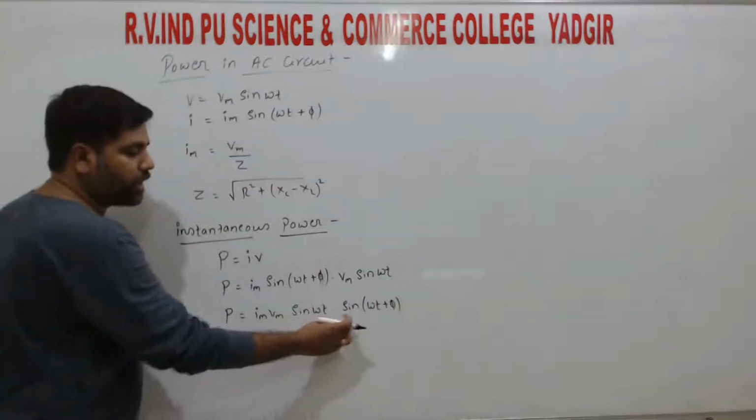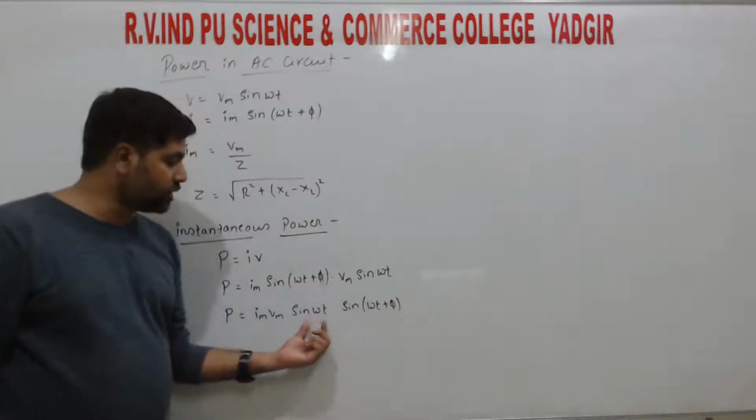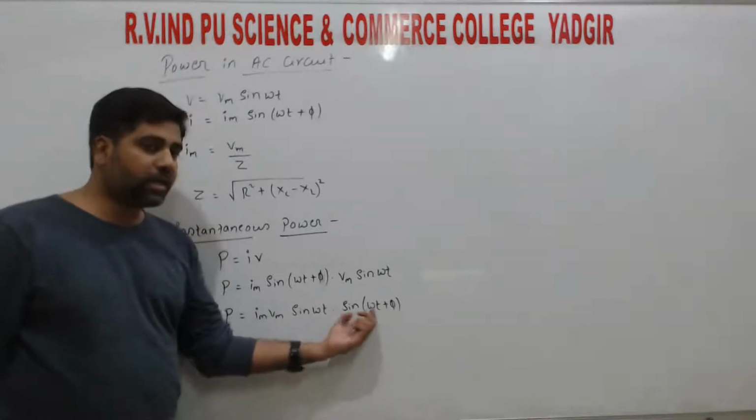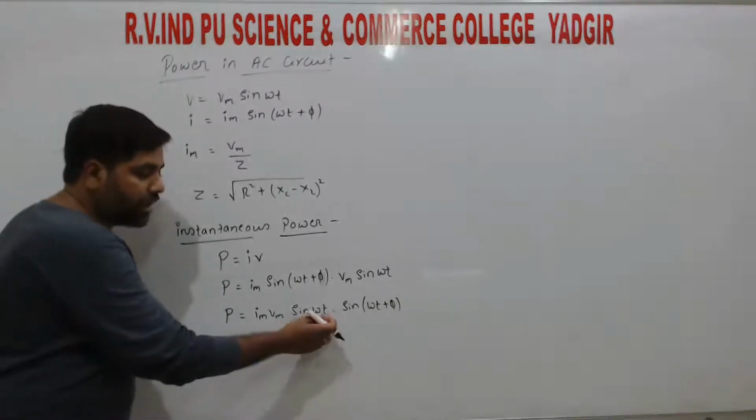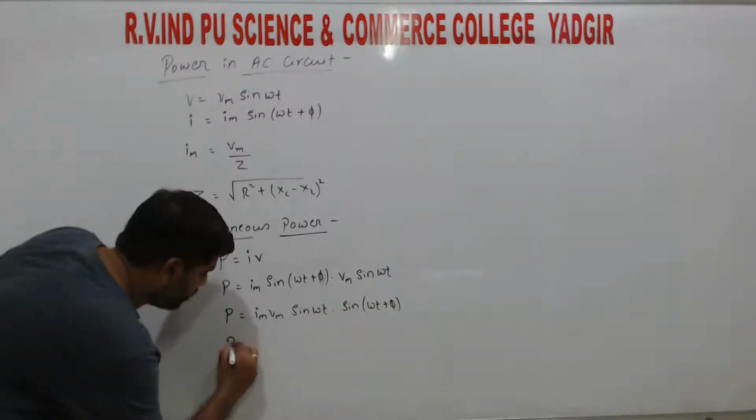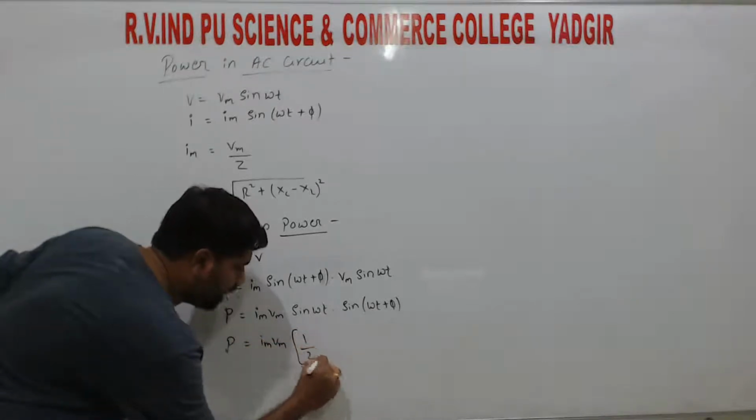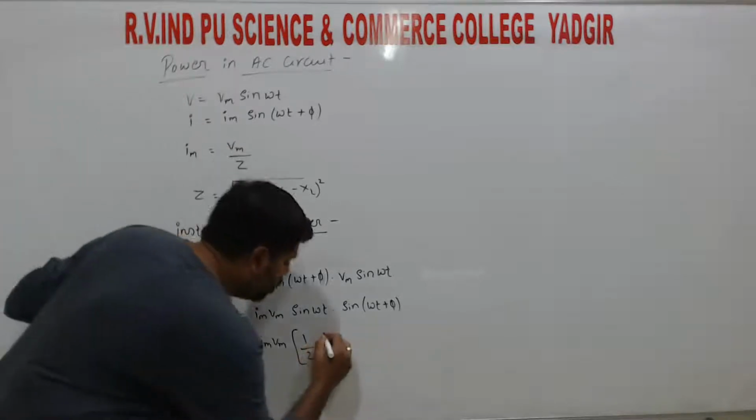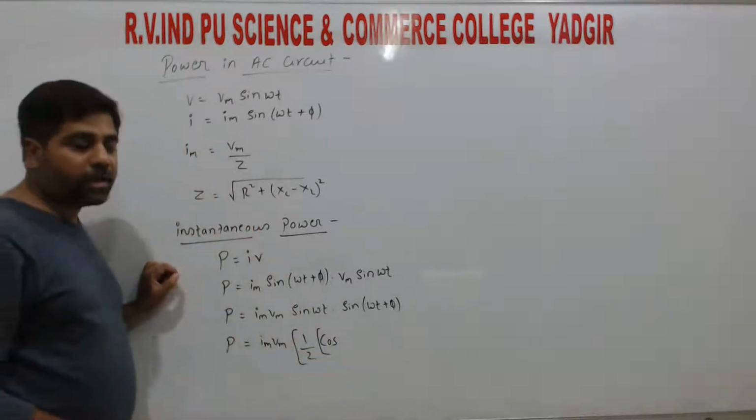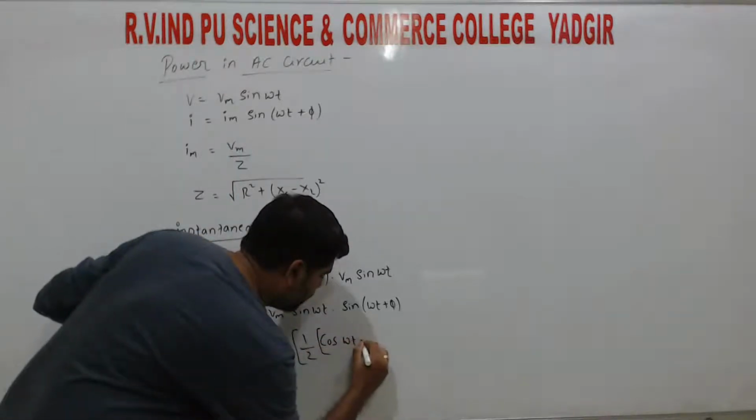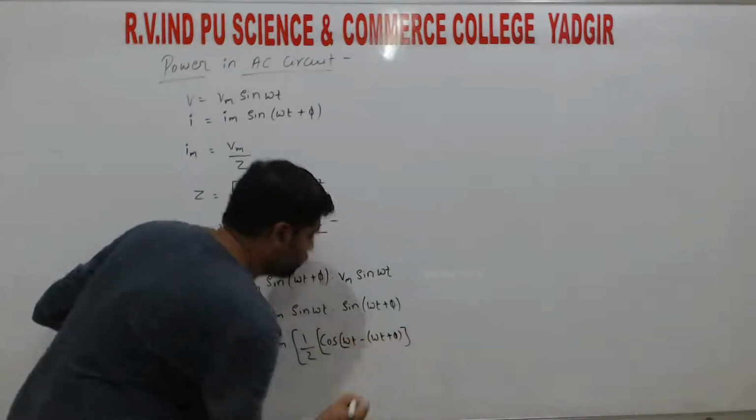This is in the form of sin A sin B, where A is omega t and B is omega t plus phi, right? From trigonometry we know the formula for sin A sin B, so substitute that formula. P equals Im Vm, and sin A sin B is 1 by 2 cos of A minus B, that is omega t minus of omega t plus phi, right?